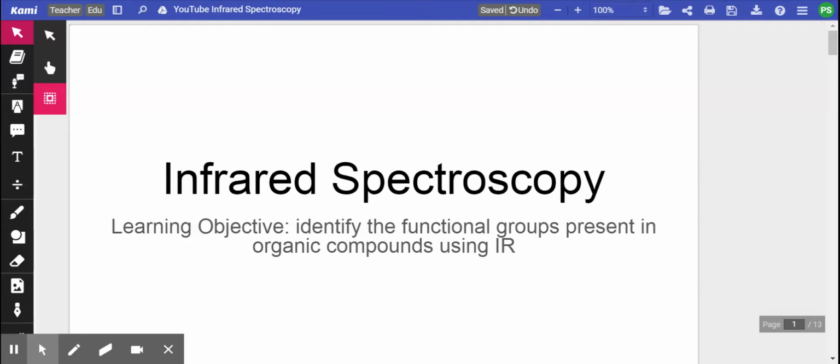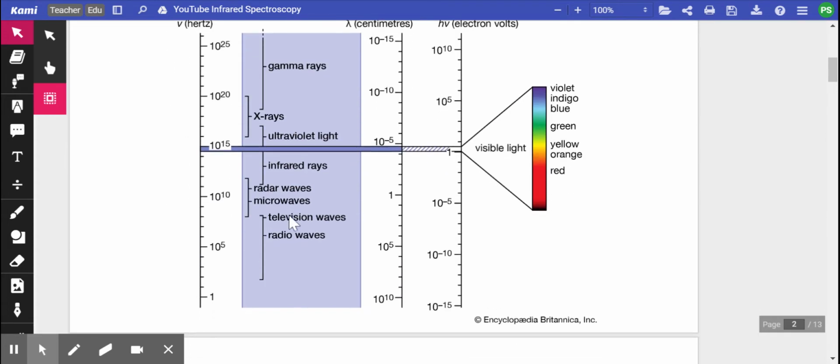Hello, everyone. Today we're going to be discussing how infrared spectroscopy works, and how it works to identify functional groups present in organic compounds. Now, infrared light is just another part of the electromagnetic spectrum.